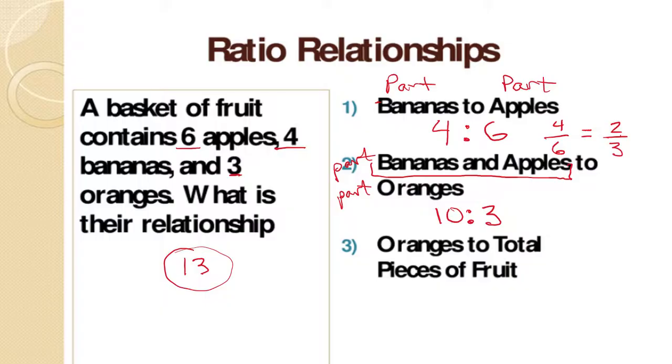And then this last one here is a part to whole. So the oranges will go first, and then all of the pieces. So there are 3 oranges. And remember, there are 13 fruit altogether. And each of these can also be written as a fraction. Go ahead and pause the video and copy down each of these examples and then come back. And I'm going to go through some sample problems.